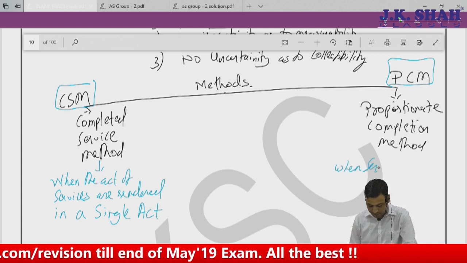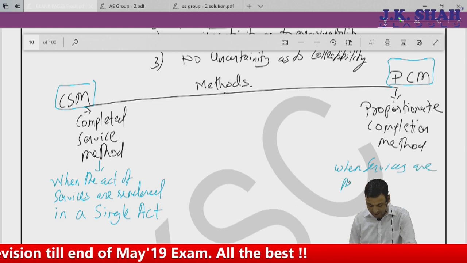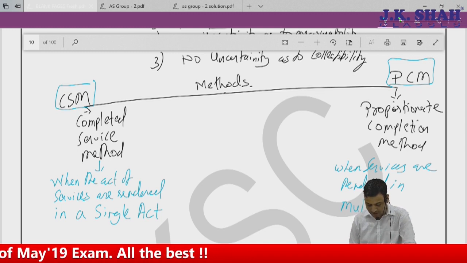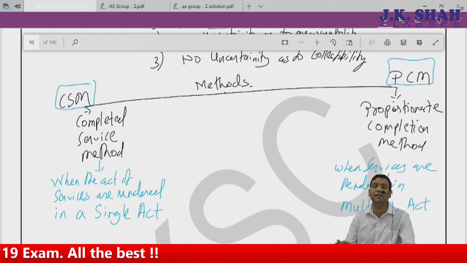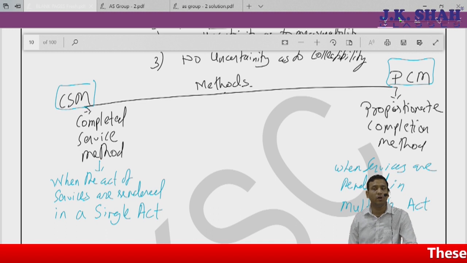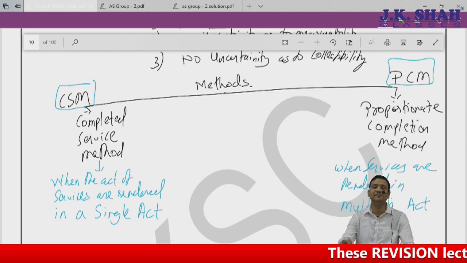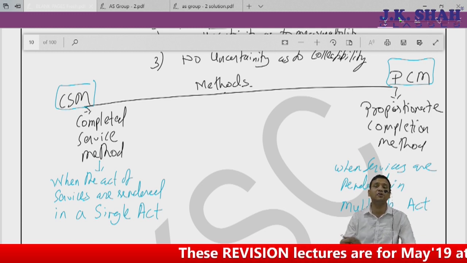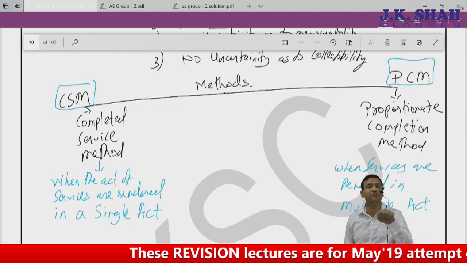When services are rendered in multiple acts, like at JKC, when you take an admission for 11th, 12th and CA foundation. So what is happening is, we are going to give you multiple acts of services. First 11th standard, thereafter 12th standard, and then CA foundation or CS foundation, as the case may be. So multiple acts of service. Of course, that act has to be a significant act.